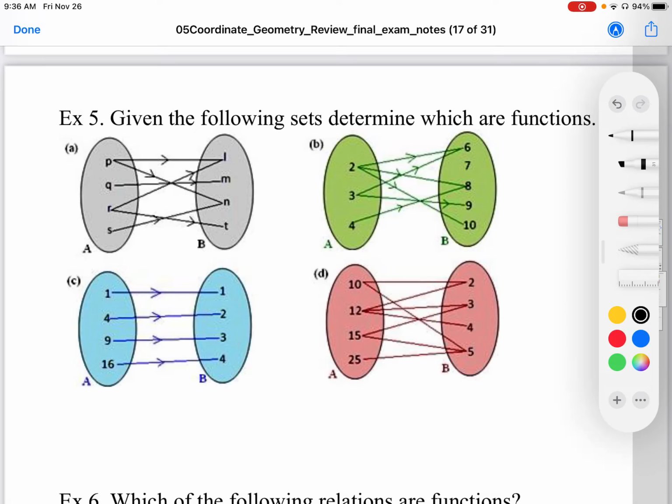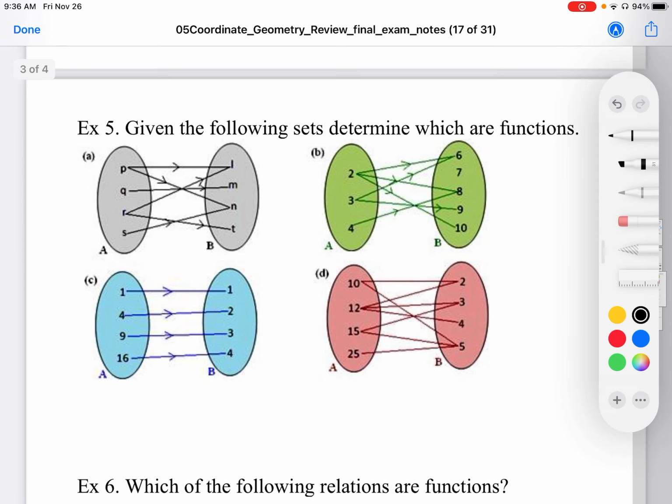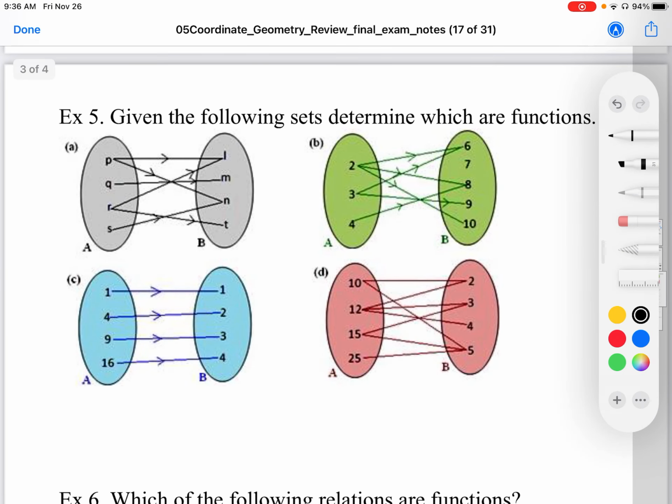So it says here, given the following sets, determine which are functions. Now, with functions, we need one input giving us one output. Okay, so we need a one-to-one relationship of x to y. Now, it's okay for two different x's, so x1, x2, to give us the same y. What isn't allowed though is when one x has two possible outputs.